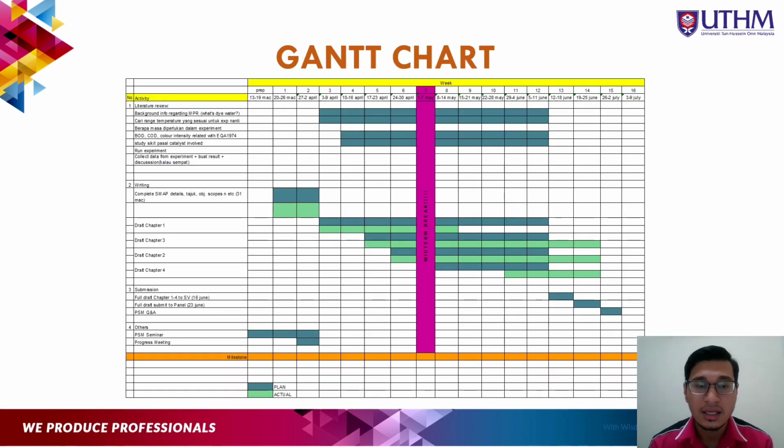So this is my Gantt chart. As you can see here, the blue is the planned Gantt chart, while the green one is the actual Gantt chart.